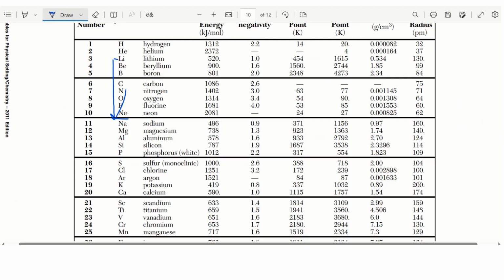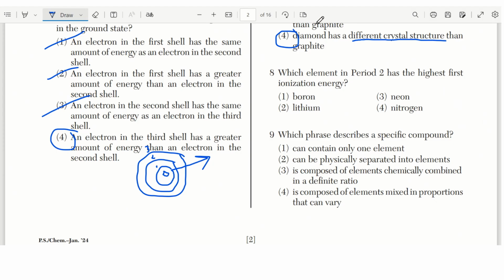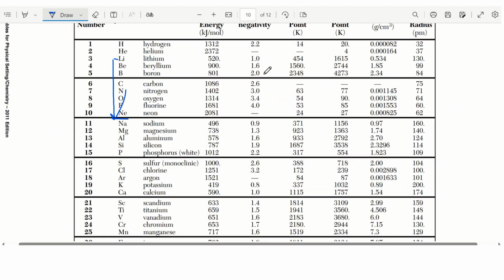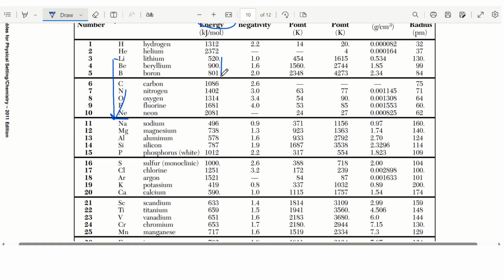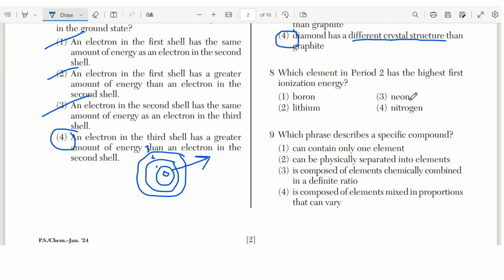Okay, so if I go back to the question, has the highest first ionization energy. First ionization energy right here is this column. So I'm looking at these numbers, right? Which one is the highest? Well, it's obviously this one. And there it is, neon.